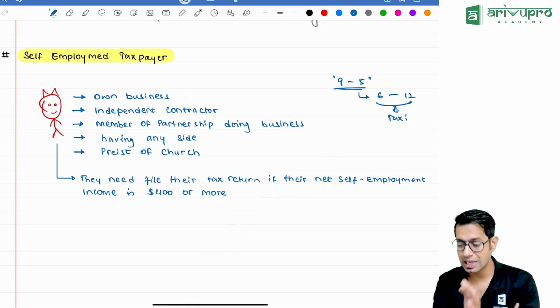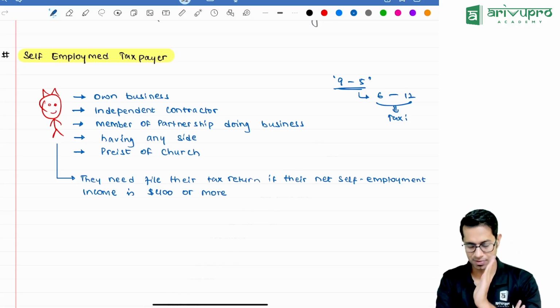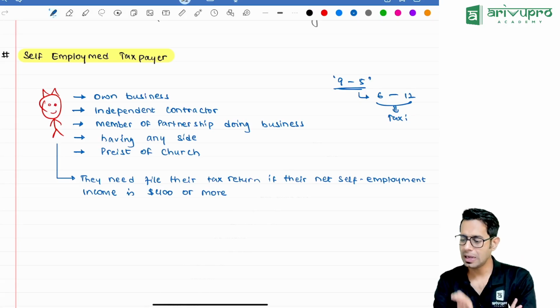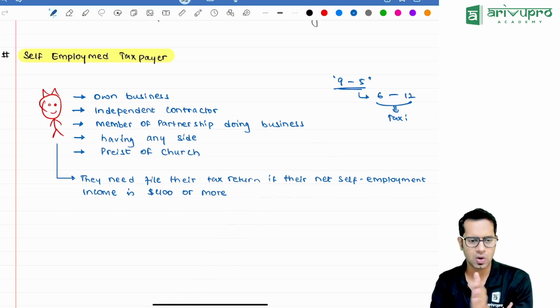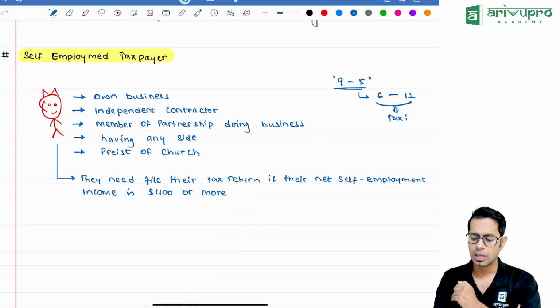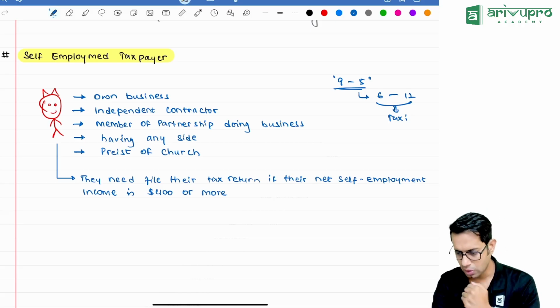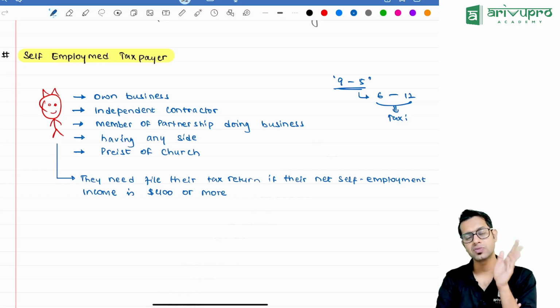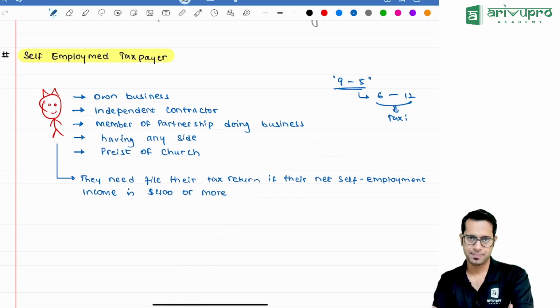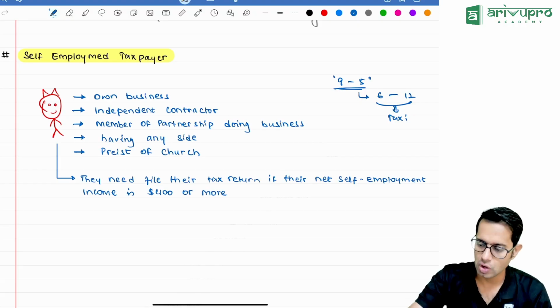When we are checking whether they have to file their tax return or not, we should take net self-employment income, after all the deductions. Now, because they are not employees of any company, because they are working on their own, any person who is paying them money will have to give a form called form 1099 NEC.